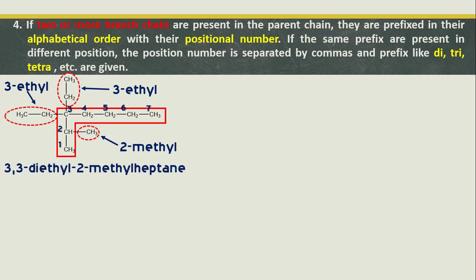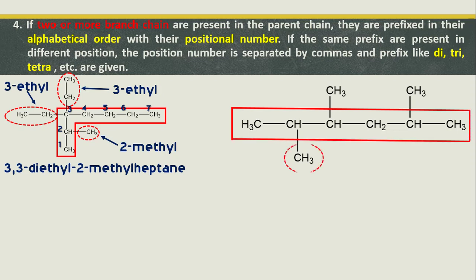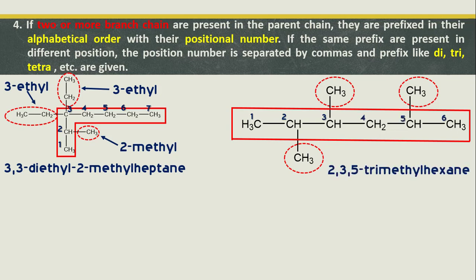Similarly, let's take this example. Here there are 3 methyl groups attached to the carbon atoms. Okay, the numbering: the carbon atom on the second position contains a methyl group, the third carbon atom contains a methyl group, and the fifth carbon atom is attached to a methyl group. So the name of this compound will be 2,3,5 trimethyl hexane, because there are 3 methyl groups on the second, third, and fifth positions. So it will be 2,3,5 trimethyl hexane.